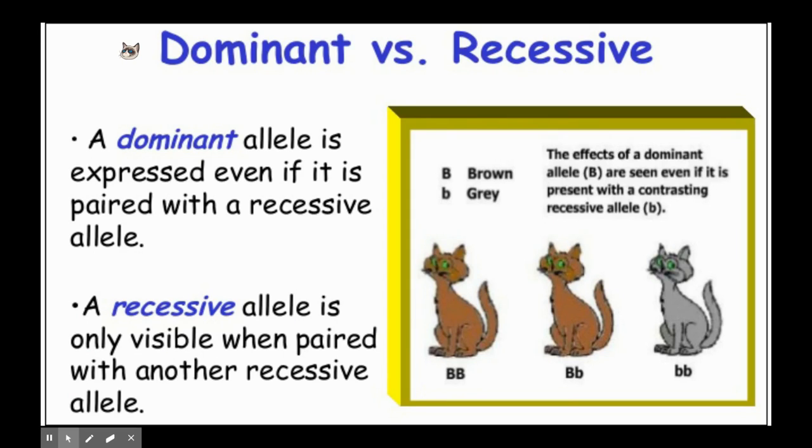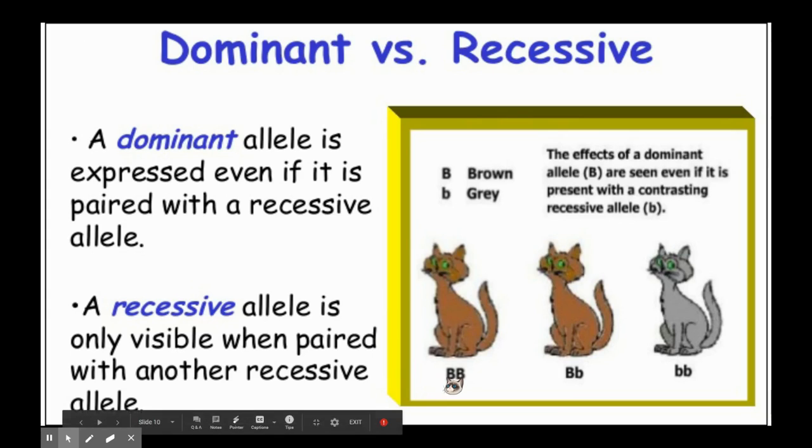Okay, so moving on, let's talk about that dominant and recessive thing that I mentioned earlier. A dominant allele is expressed even if it is paired with a recessive allele. So for example, here, the dominant trait is going to show up because they're both big B's. Here, the dominant trait is still going to show up because the big B allele is stronger than the little b allele.